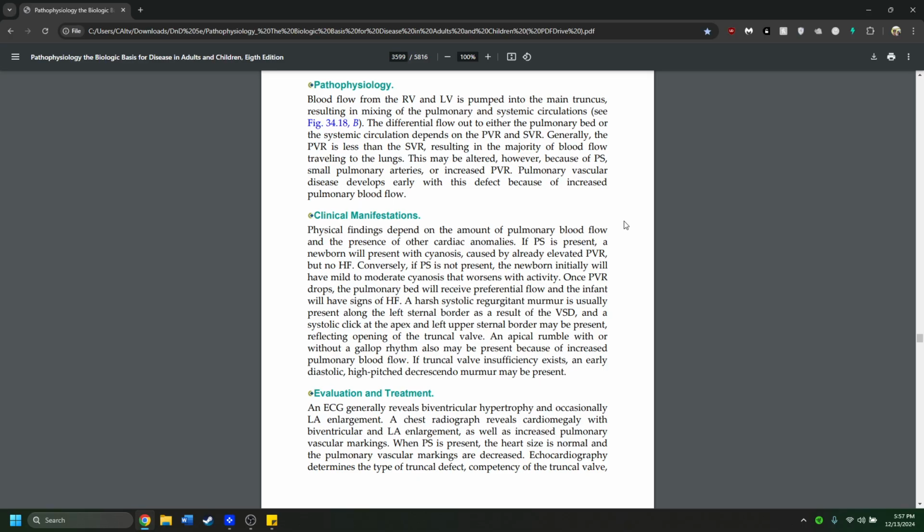A harsh systolic regurgitant murmur is usually present along the left sternal border as a result of the VSD, and a systolic click at the apex and left upper sternal border may be present, reflecting opening of the truncal valve. An apical rumble, with or without a gallop rhythm, also may be present because of increased pulmonary blood flow. If truncal valve insufficiency exists, an early diastolic, high-pitched decrescendo murmur may be present.